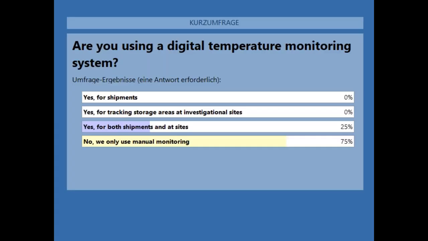Okay, so let's take a look at the results of the poll question, which was, are you using a digital temperature monitoring system? And the results are here. We have 0% saying yes for shipments, 0% saying yes for tracking storage areas at investigational sites. We have 25% saying yes for both shipments and at sites, and 75% saying no, we only use manual monitoring. So thank you everyone for participating in poll question number 1. Now over to Silke. Silke, what do you think about the results of that poll question?